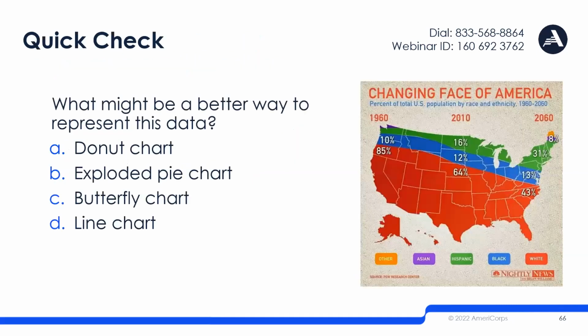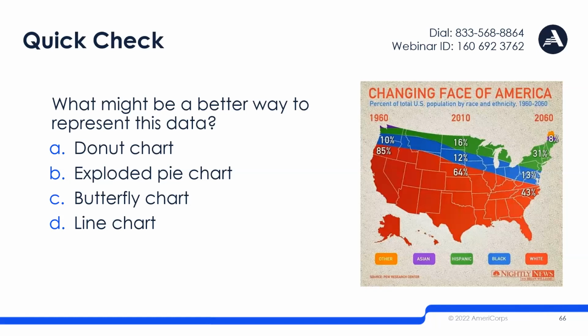Okay. All right, so we have one more quick check for you so you can see how well you've been following along. Looking at this visualization, what might be a better way to represent these data? Would it be a donut chart, exploded pie chart, butterfly chart, or a line chart?